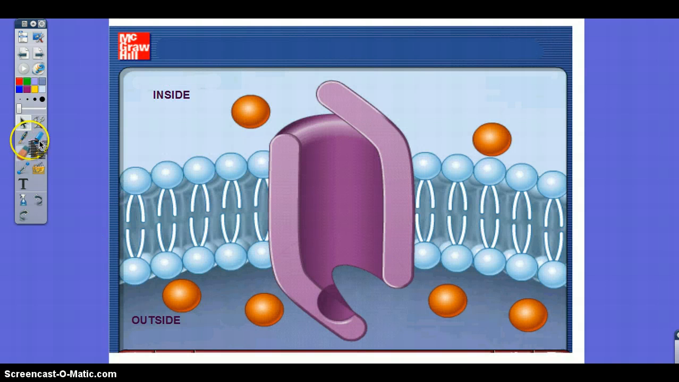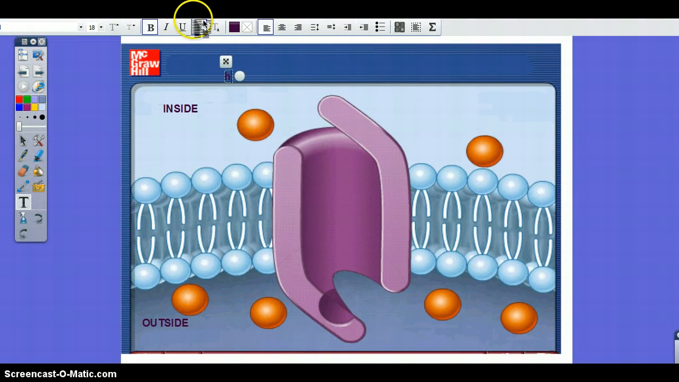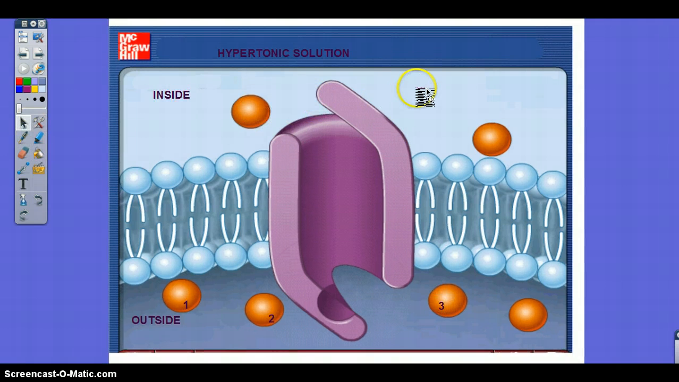So let's look at this diagram. This diagram demonstrates a hypertonic solution, because the concentration of solutes is greater outside, 1, 2, 3, etc., than inside. There's only 2. This also states that the water concentration is greater inside, because since there's only 2 solutes inside, the water concentration is greater. Water out here is going to try to react with these molecules.